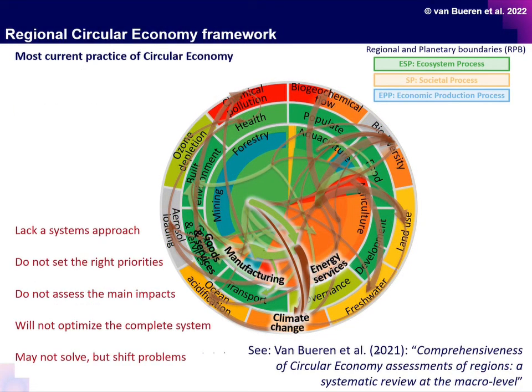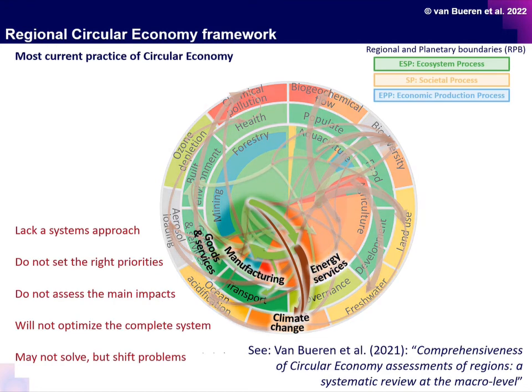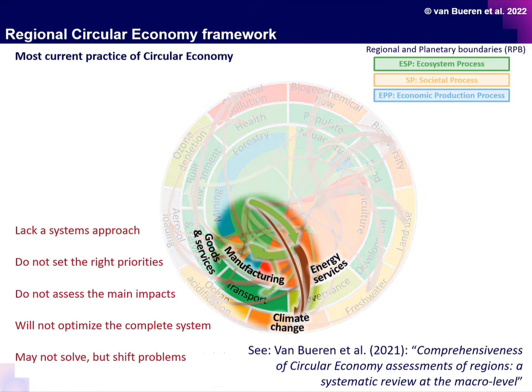We reviewed 165 circular economy assessments and found so many challenges. Current assessments lack a systems approach. They have a tunnel vision and focus only on few processes. Assessments do not set the right priorities, and they do not assess the main impacts. This will not optimize the complete system and may not actually solve problems but merely shift the problems.